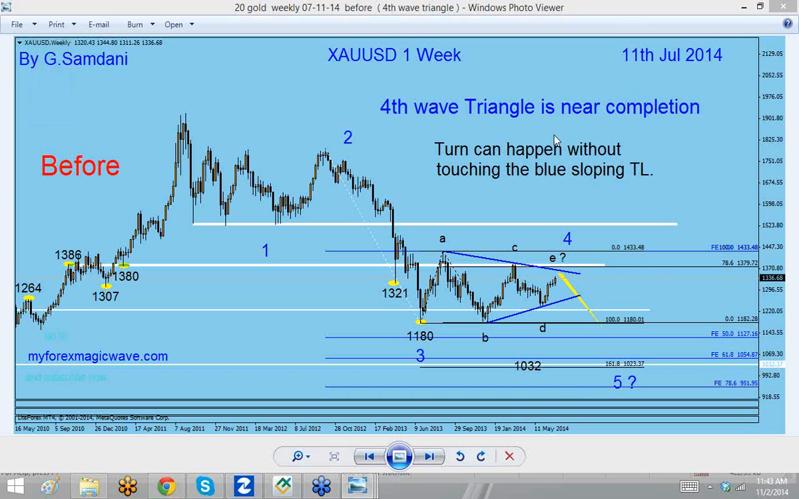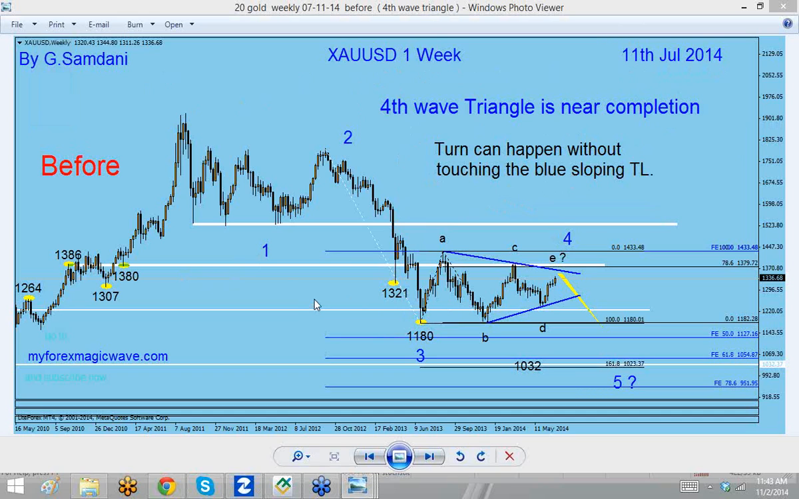I'm making this a small video about gold, maybe a couple other charts too, but gold is amazing. This is the chart. It's a weekly gold chart I made back in July, 11th July 2014. And I'm following it as both Elliott wave and harmonic patterns.